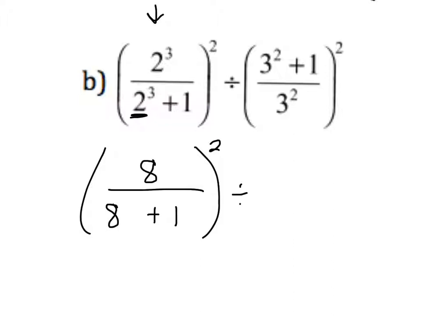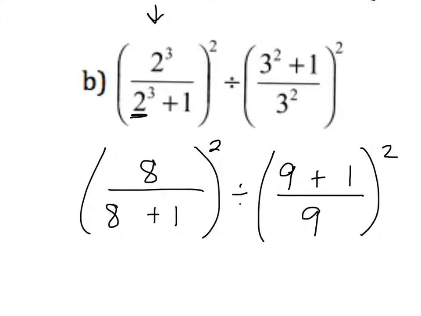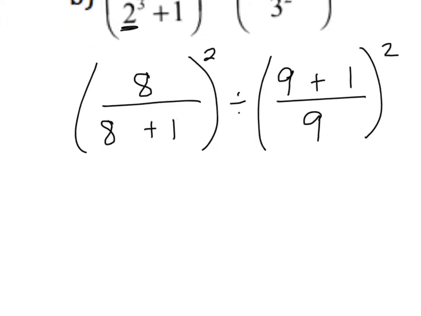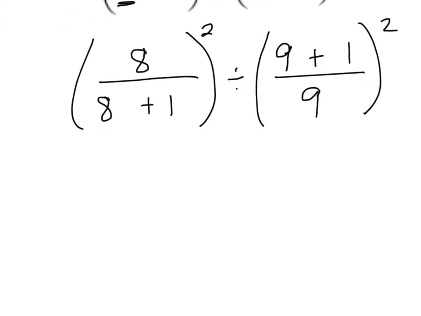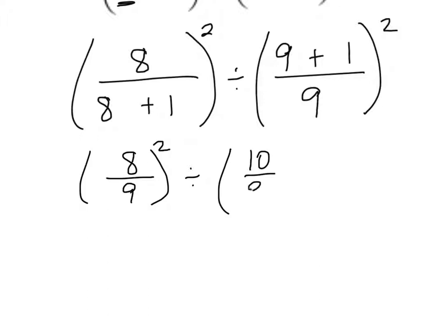We're going to do the same thing to the one on the right. So again, you have to deal with the inside of your parentheses first, and then we want to deal with our exponents. So 3 to the second, again using that caret key, will get you 9 plus 1 over 9, and that's still to the second power. Okay, moving on, I've got simplifying within the parentheses, 8 over 9 squared divided by 10 over 9 squared.